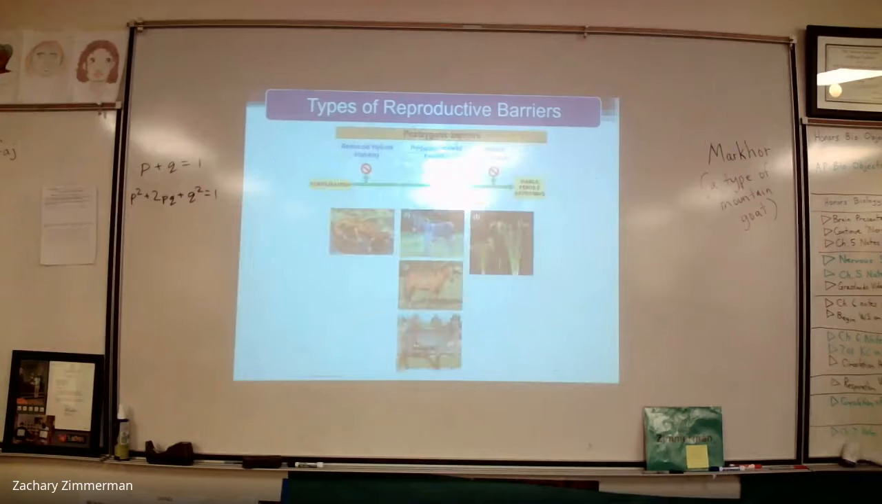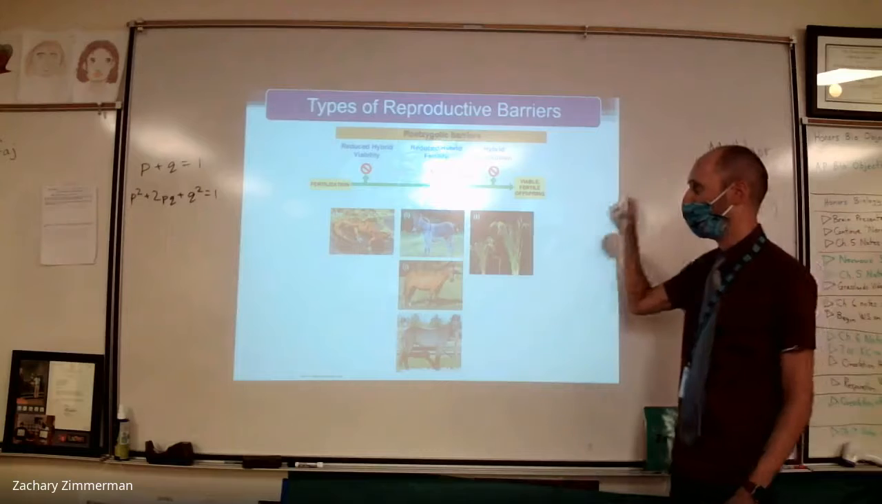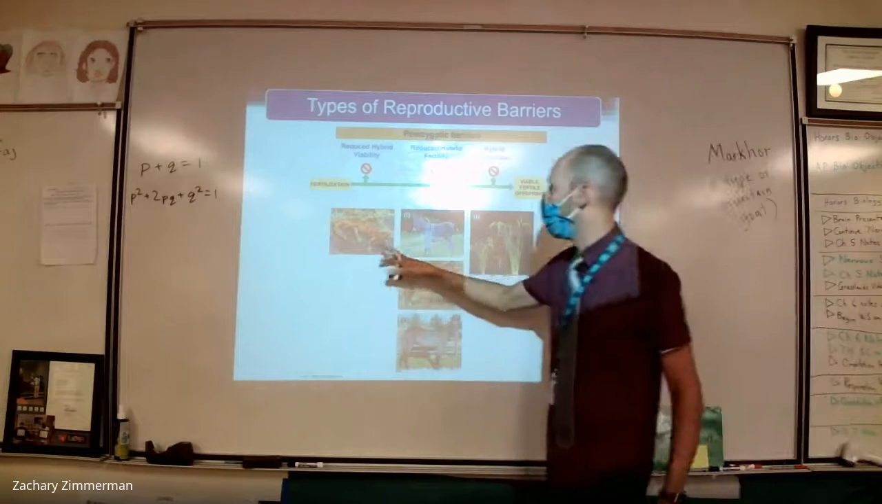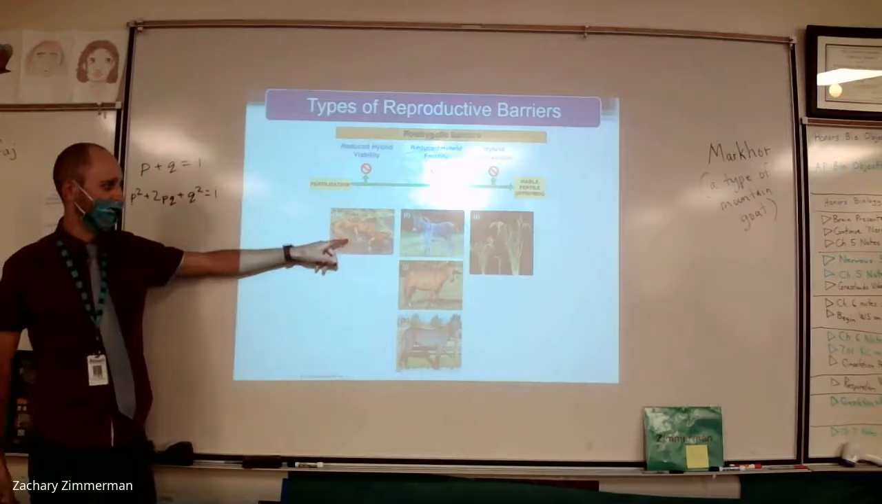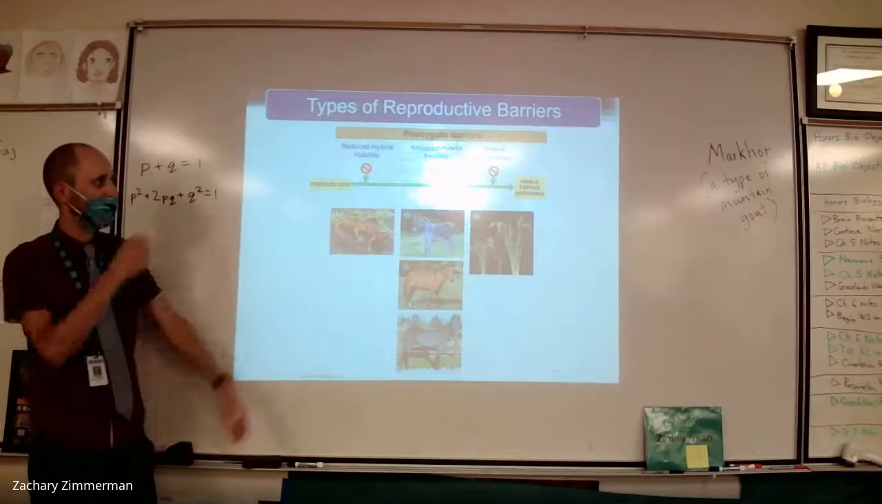Okay, so other reproductive barriers, these are the postzygotic. So sperm meets egg, that doesn't mean offspring will necessarily be healthy or even that they'll form. So this is a salamander. I've seen these in the Adirondacks. In fact, I've held one of these in my hand. It looked exactly like that.